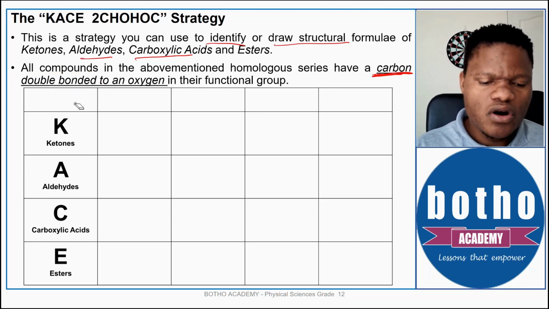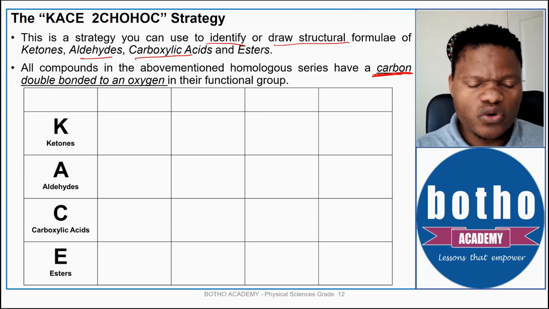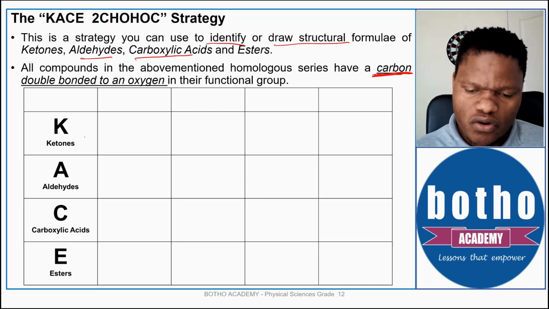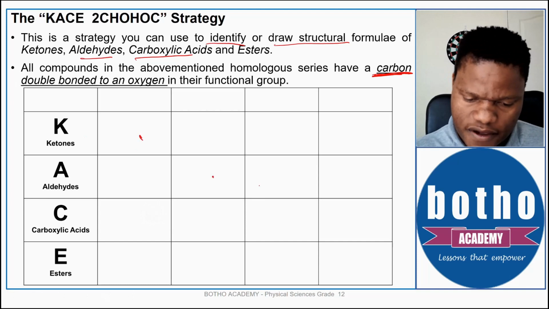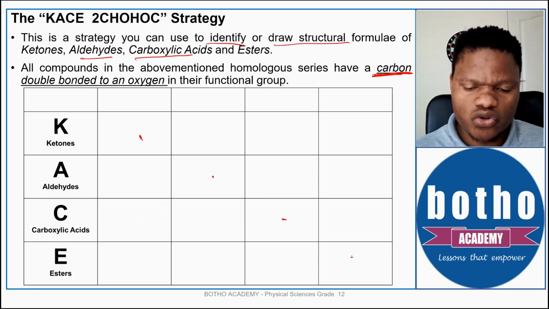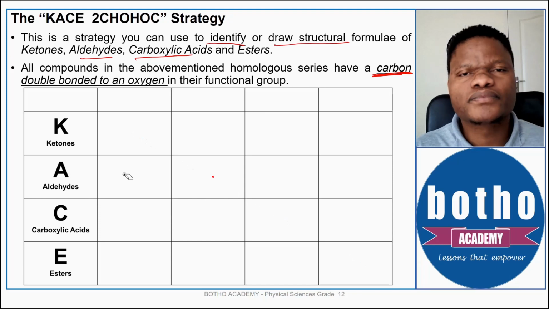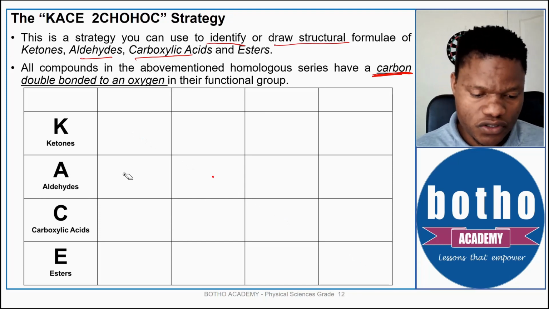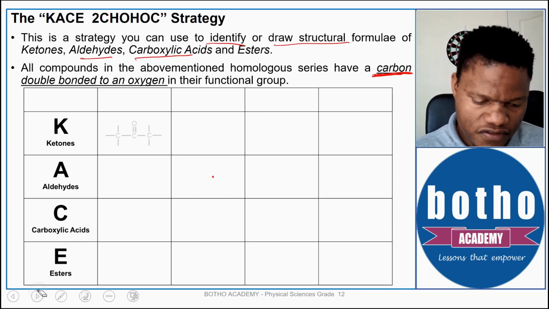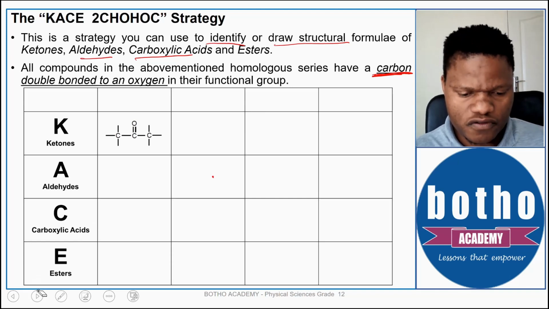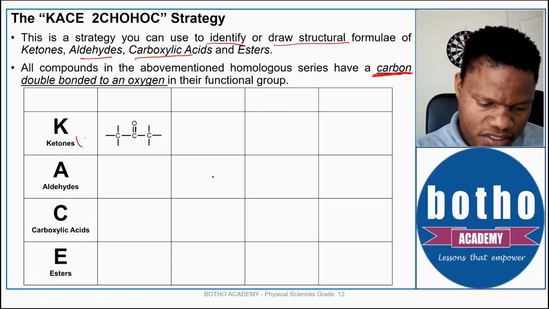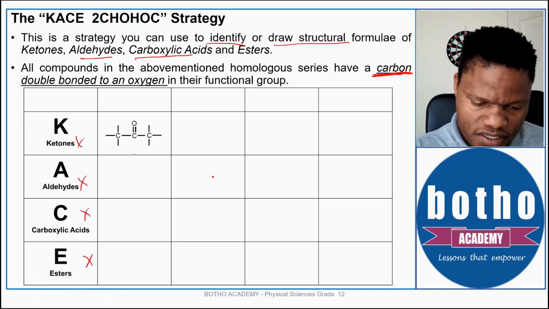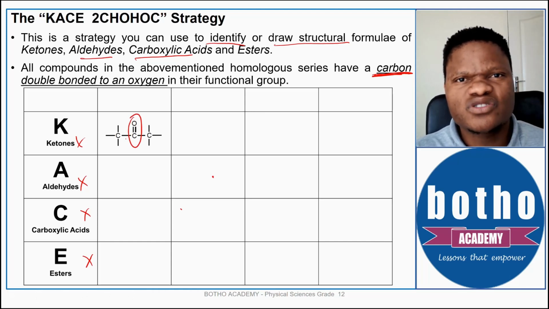So now what is it that differentiates ketones from the rest of them? We know that all of them have that double bond. Let's look at them quickly on these blocks. We are going to be putting the functional groups of each of these homologous series. Now, ketones have this functional group. This is the functional group of ketones. We know what is common in all these homologous series is this carbon double bonded to oxygen. So that is not special.